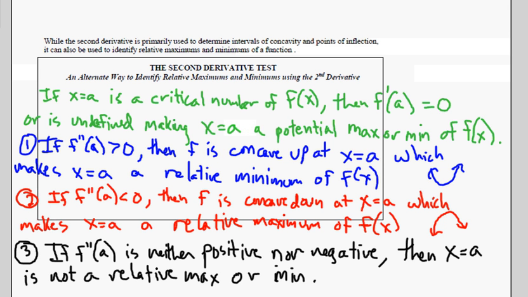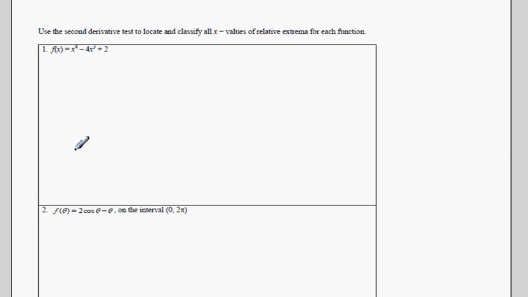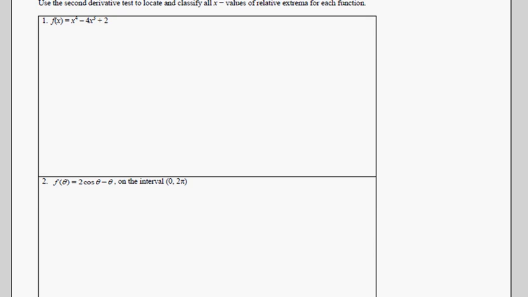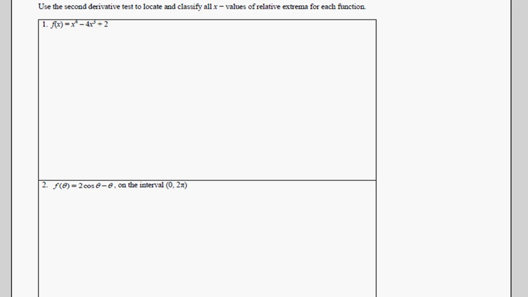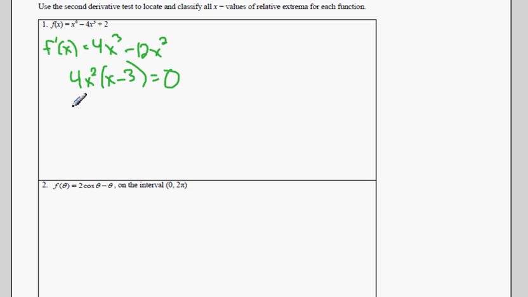Let's go to that last page and do these two examples. Use the second derivative test to locate and classify all x values of relative extrema for each function. Okay, so they're giving us the original function, so I need to find the first derivative. Once I know the first derivative, I'm then going to set this equal to 0. I can factor out 4x squared, so I'm going to have x minus 3 equals 0. Two things multiplied together, at least one of them must be equal to 0. So I find out x equals 0 or x equals 3.